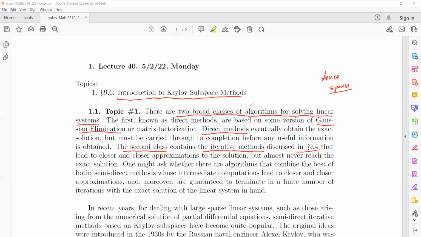Now today, Krylov subspace methods lie between direct methods and iterative methods. A Krylov subspace method itself is an iterative method and also can exactly obtain the solution of the linear system in a finite number of iterations. So we usually call Krylov subspace methods semi-direct methods. It can attain the exact solution of a linear system, and also it is an iterative method, lying between direct method and iterative method.